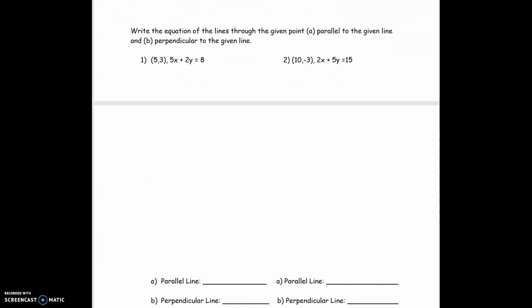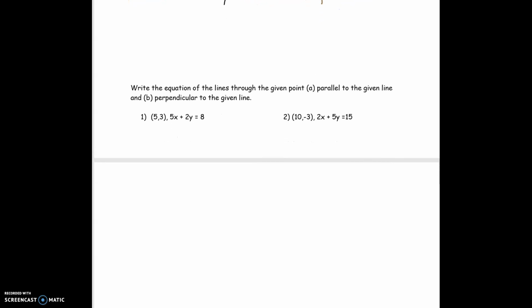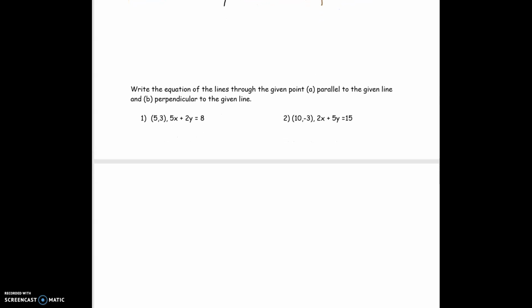I kind of got my spacing messed up here, but let's look at this. Remember, it says to write an equation of the line through a given point. Is it parallel to the given line, or is it one that's perpendicular? What I'm going to need you to do is show me both of those. Remember, when we do this, we are using this formula: y minus y equals m times x minus x.